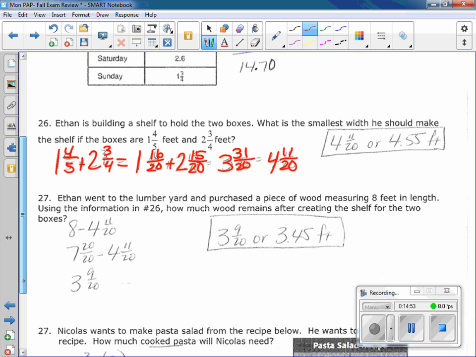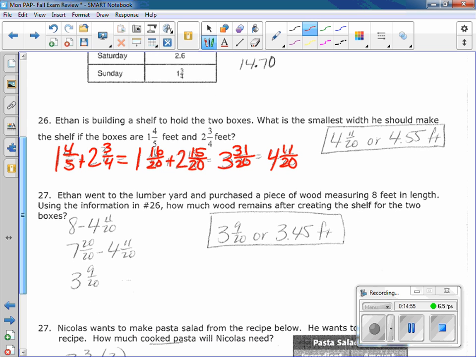On 26, you're going to have a shelf. So on your shelf, you've got 2 boxes. And so what is the minimum distance that shelf could be? That's asked us to do is add them. So when we add them, keep in mind you have to have common denominators. So I made them into 20s. So times 4 and times 5. I added them together, which gave me 31 over 20.